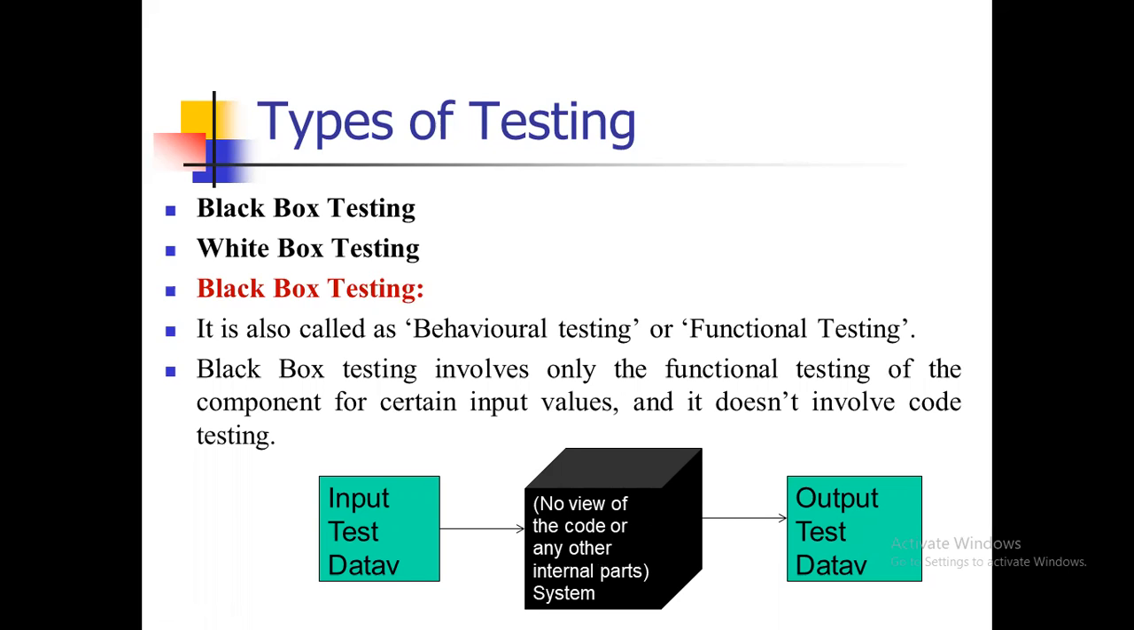That means, suppose we are providing input as 2 plus 2, we are expecting output as 4. We are just taking the behavior or the functionality of the system, and here no assumptions are made about the internal structure of the system. We are just testing the output based on the input. We are not testing the code here. This is black box testing.